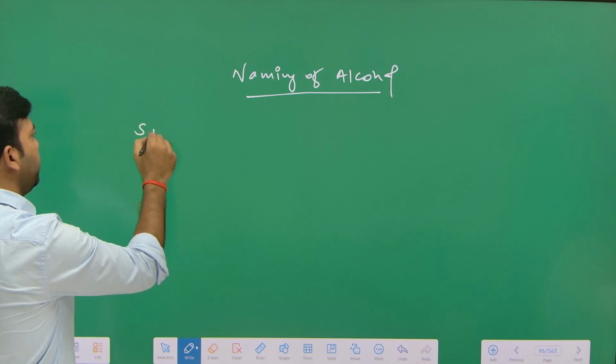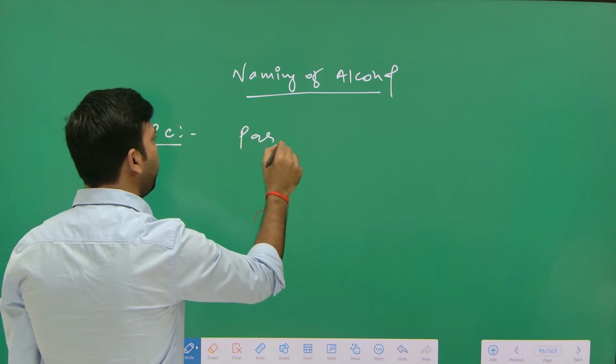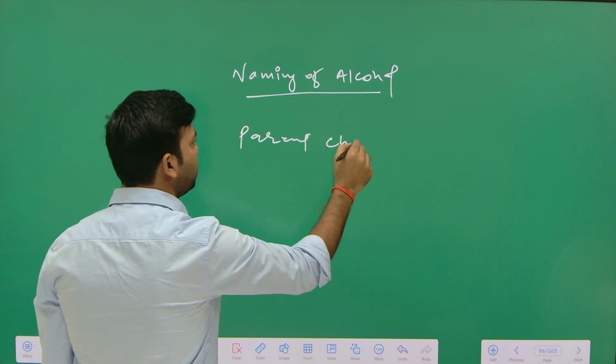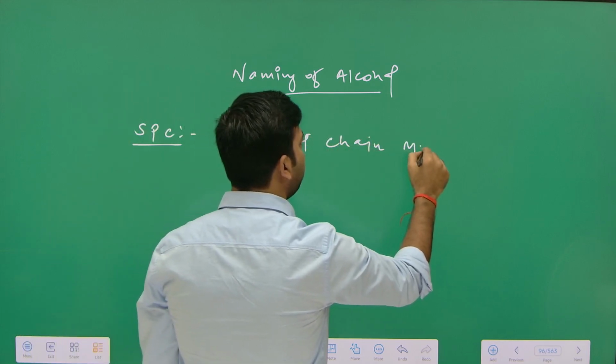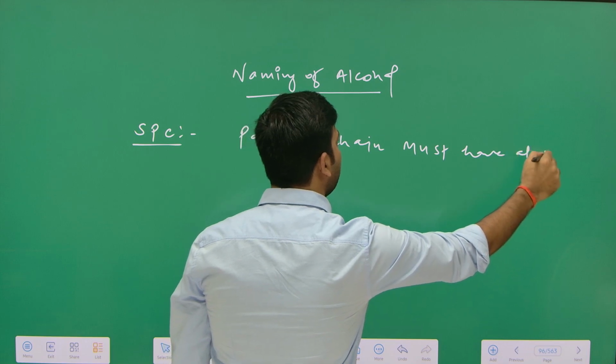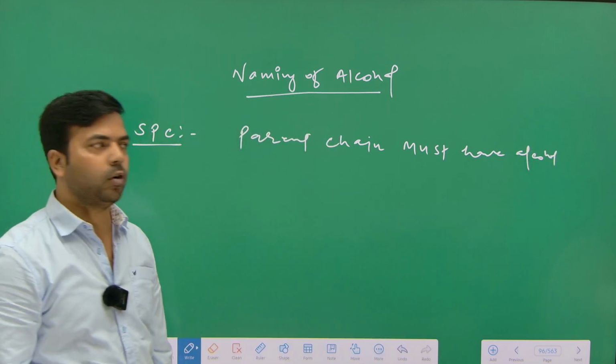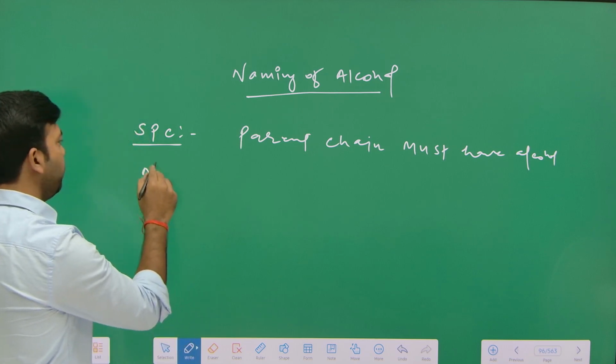Selection of parent chain. So the parent chain must have the alcohol. And the rest of the rules you have to follow, meaning it should be the longest carbon chain with the maximum number of double bonds and all. Now next is the numbering rule.